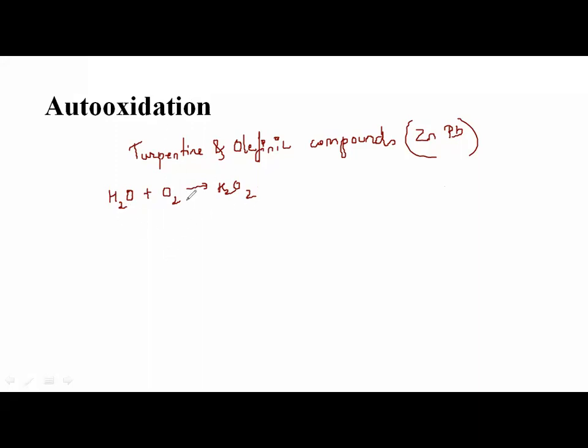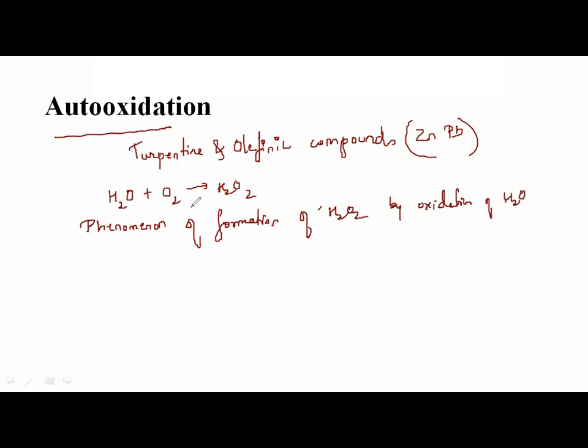So it is happening on its own in the atmosphere. Therefore, I don't call it a process, I call it a phenomenon. The phenomenon of formation of H2O2, hydrogen peroxide, by oxidation of water is known as what? Auto-oxidation. It is known as auto-oxidation.